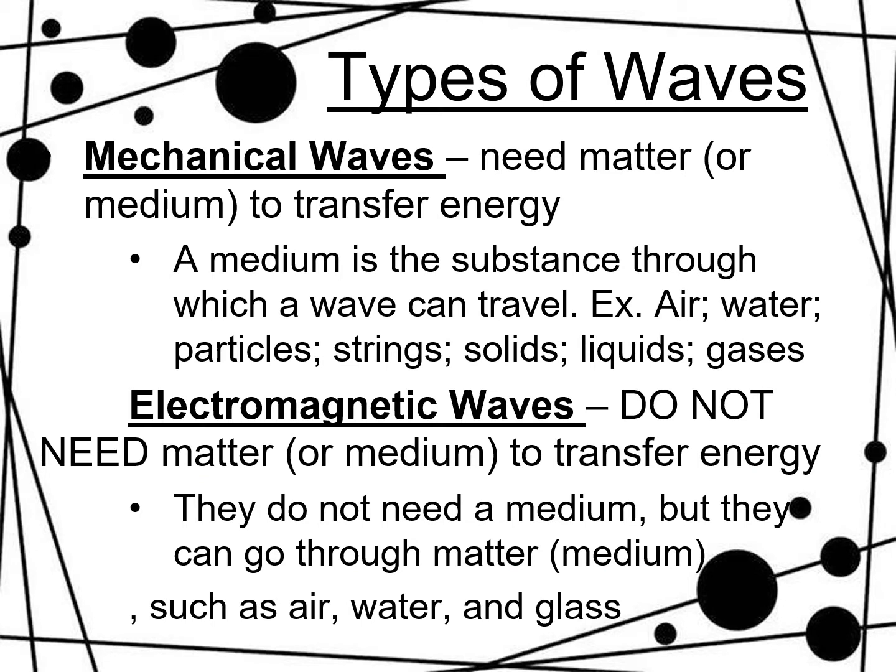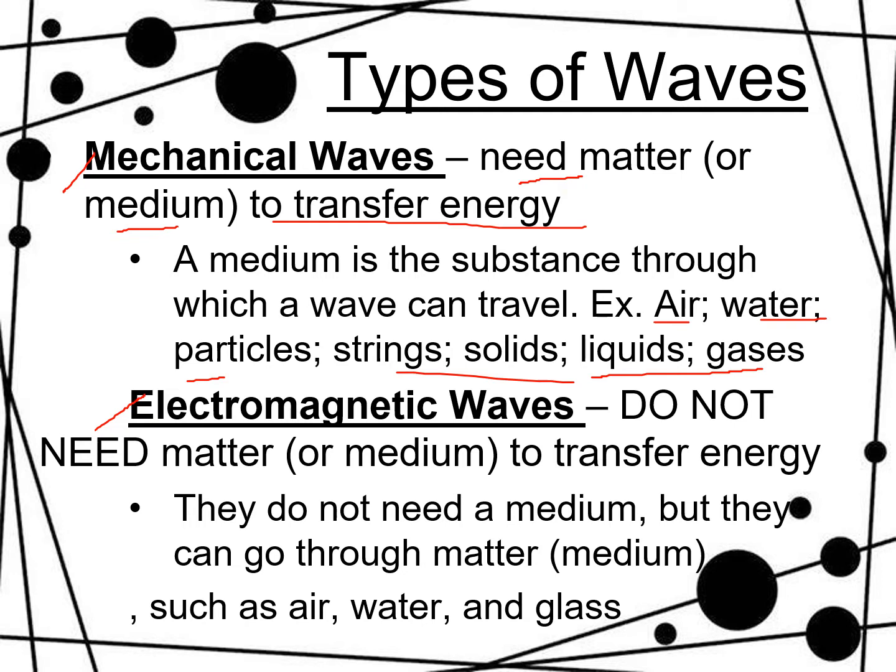Again, there are two types of waves: mechanical waves and electromagnetic waves. Mechanical waves need matter to transfer energy. When we say medium, this is like an object in order for the mechanical waves to pass through it. Examples of these are air, water, particles, strings, solids, liquids, and gases.